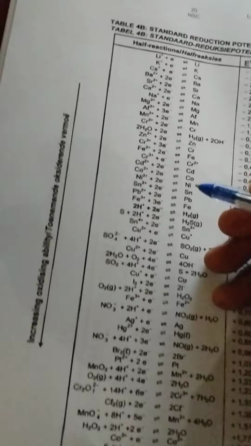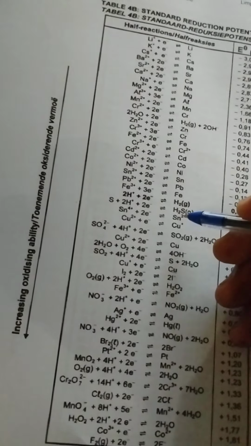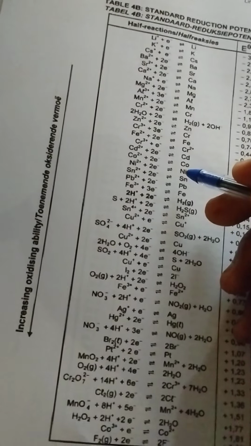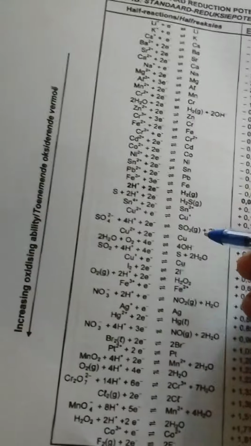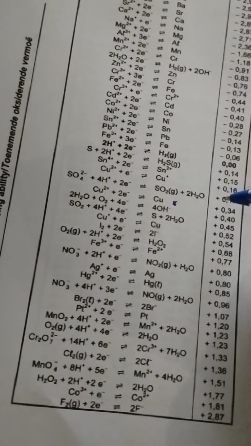Remember, the Cu that we're going to use is the one with 2e. Oh, there we are, this one here. And then where's zinc? Oh, zinc is there. Let's compare the two arrows.